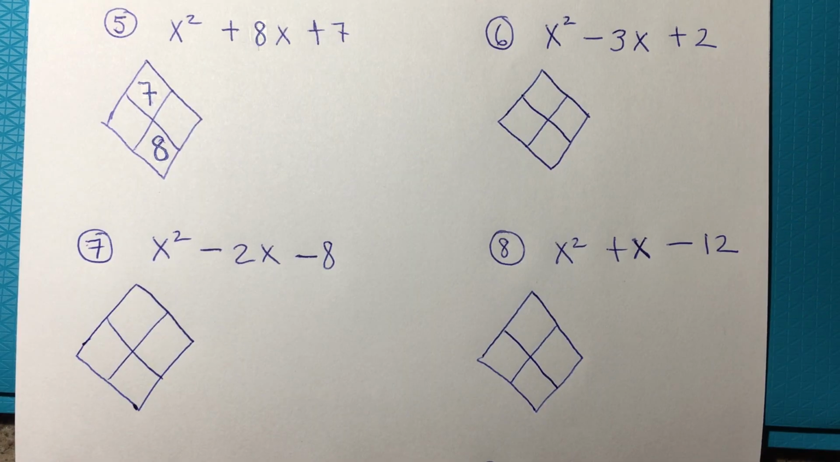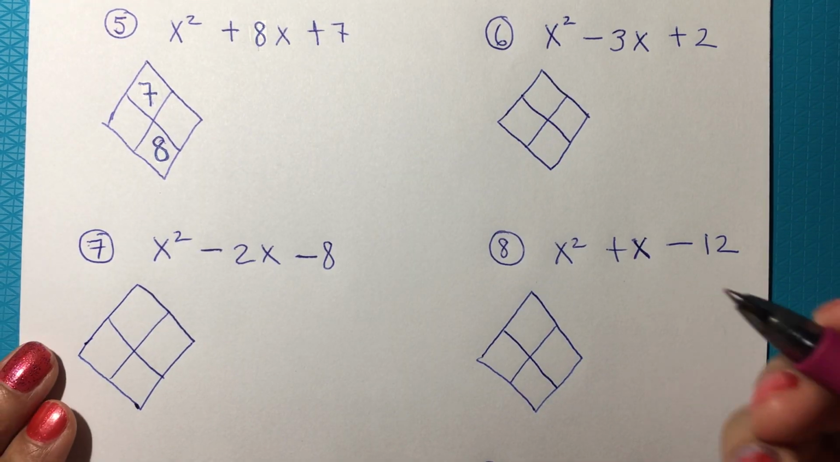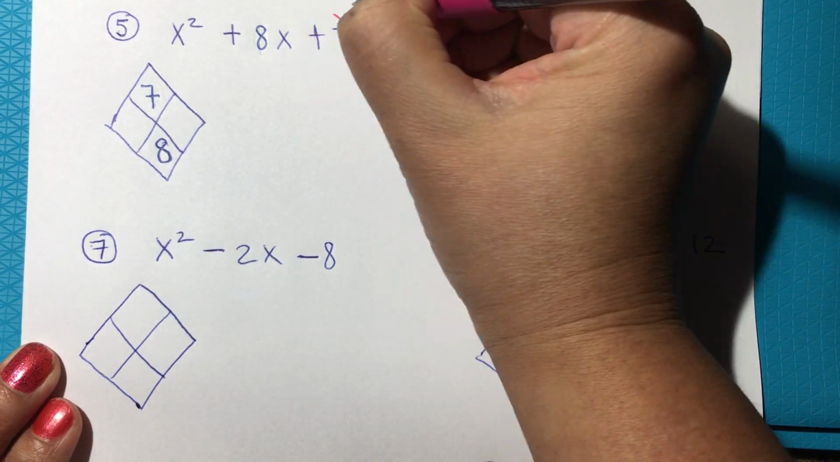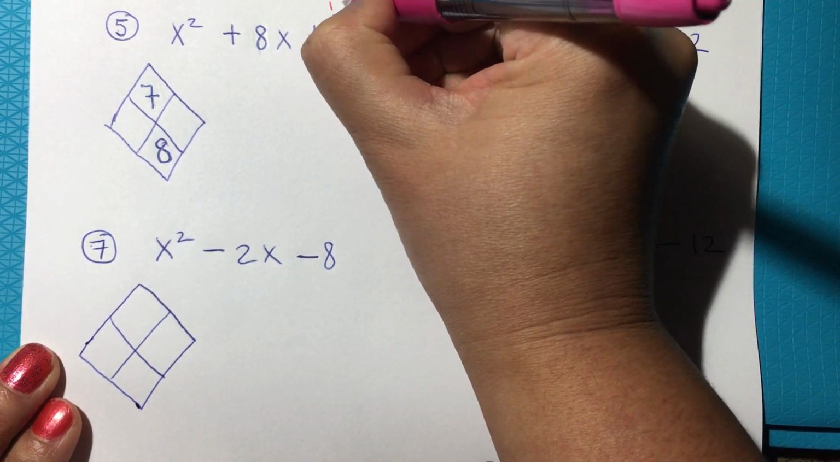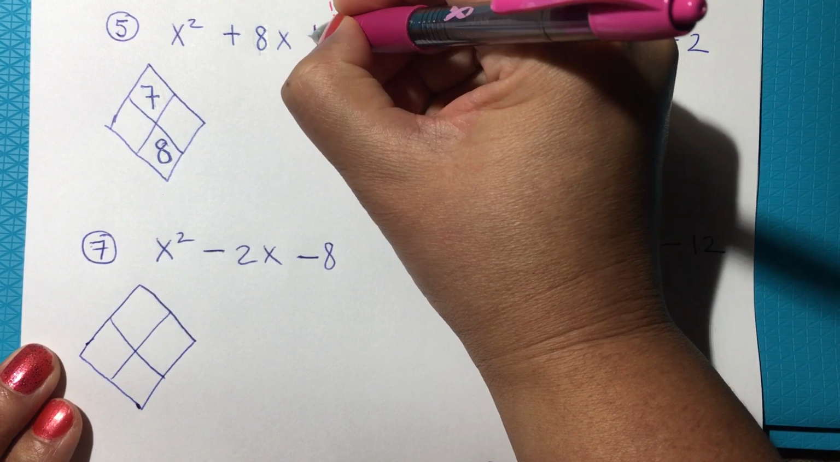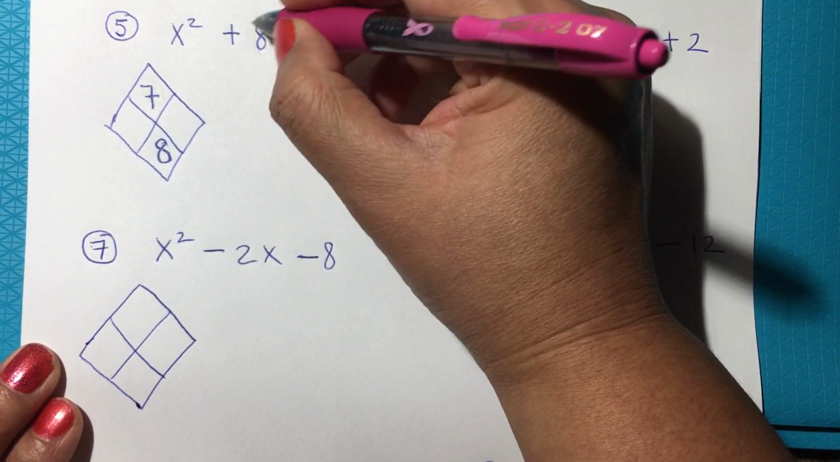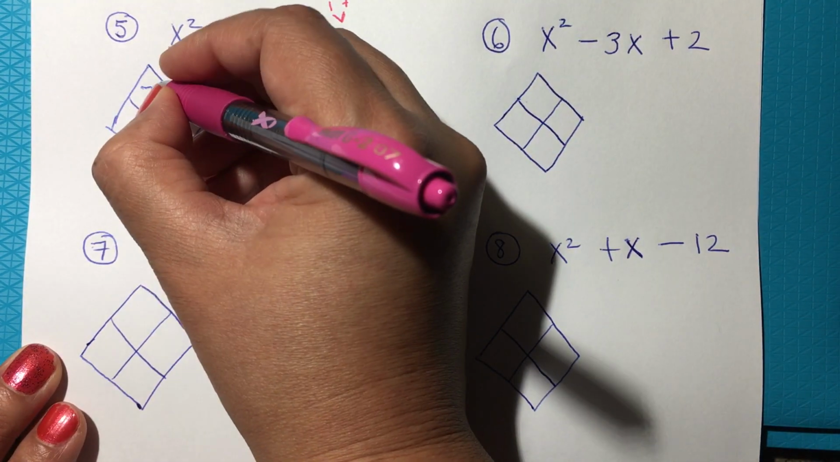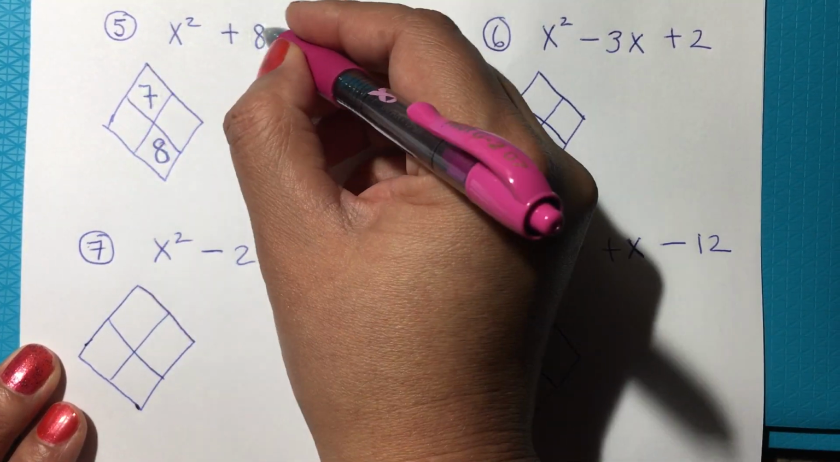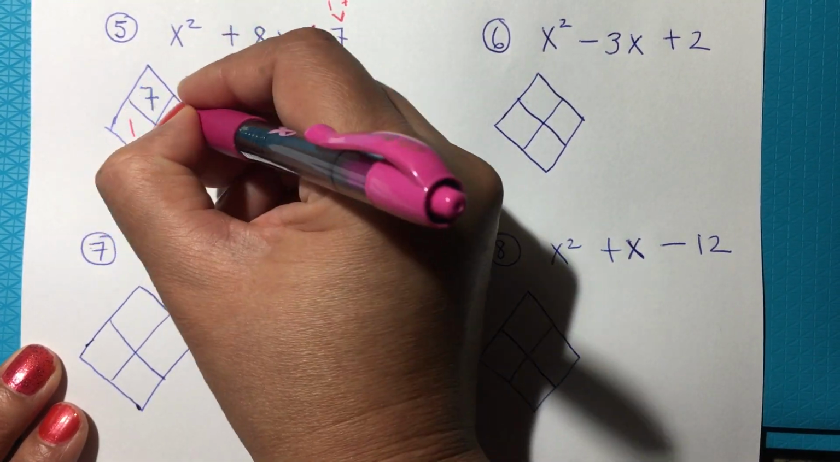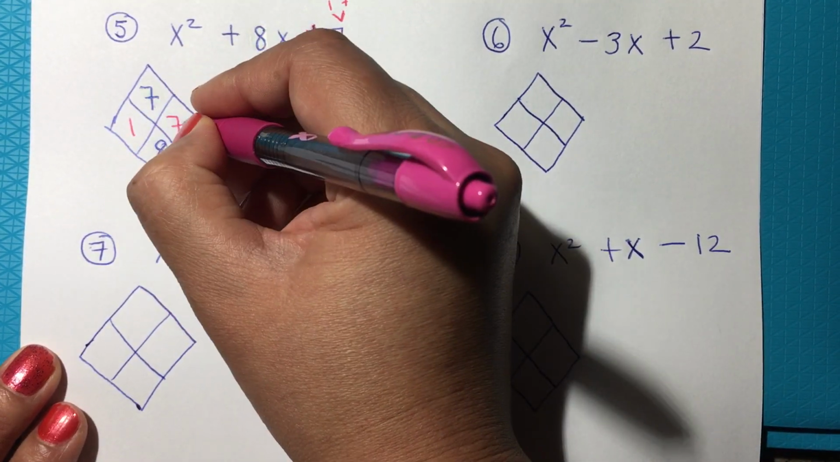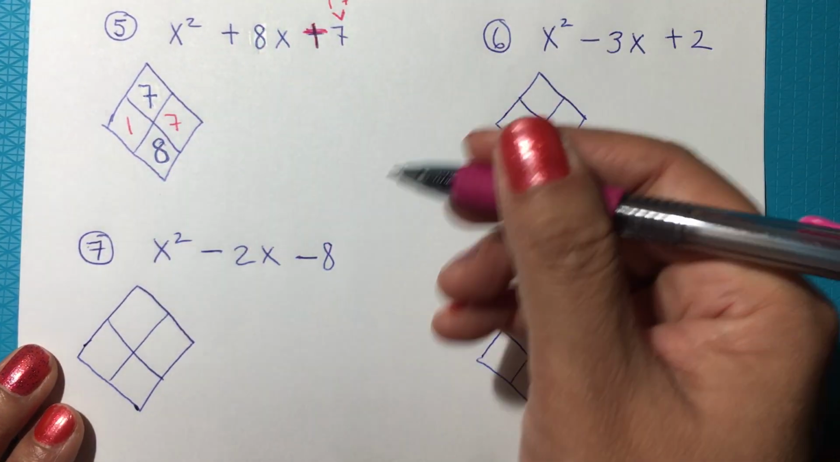Okay, let's put that diamond into practice. And in here, again, you can just do it directly. We know that 1 times 7 is 7. And when we add them, this tells me that I'm going to add them, it equals 8. Or you can use the diamond. We put the last term on top, the 8 at the bottom. And 1 times 7 is 7. 1 plus 7 is 8.